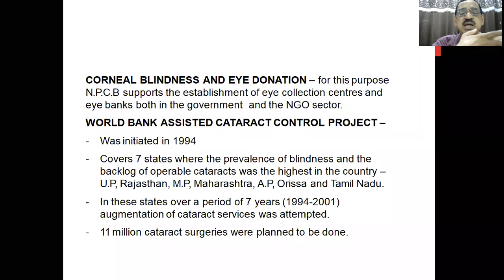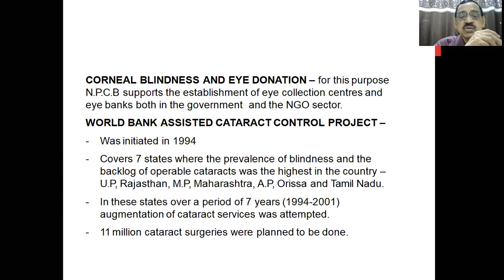In Vizag, we have only one eye bank, that is the Mohsin Eye Bank, which is under the NGO sector. And we have eye banks, I think, at Sarojini Devi Hospital, that's a government one, and LV Prasad Institute in Hyderabad, that's a private one again.